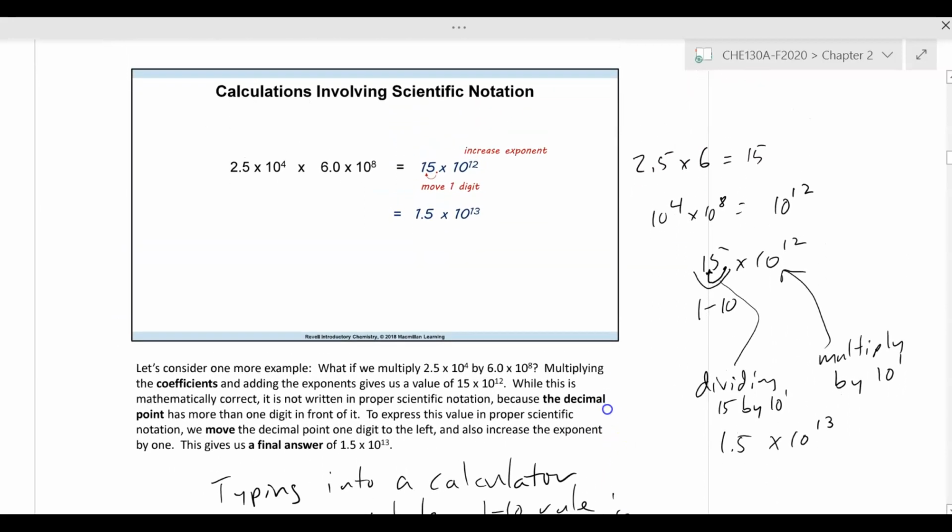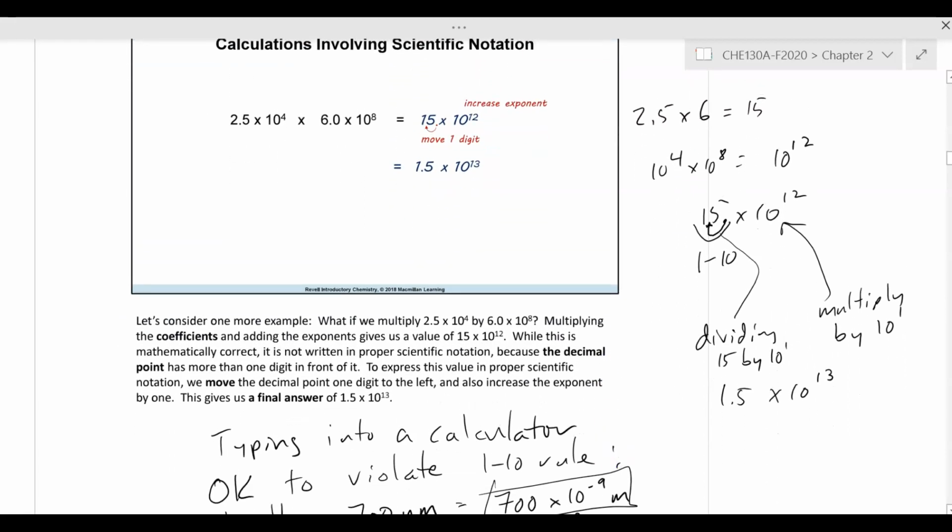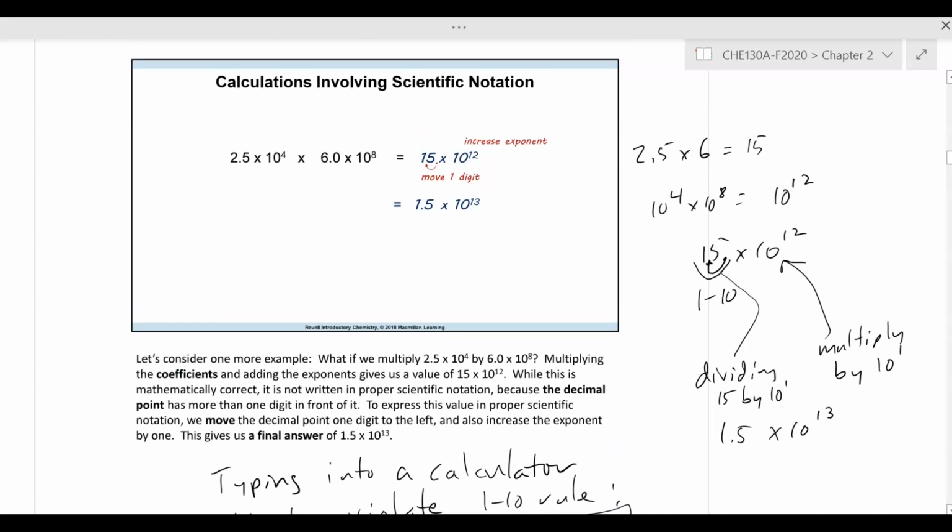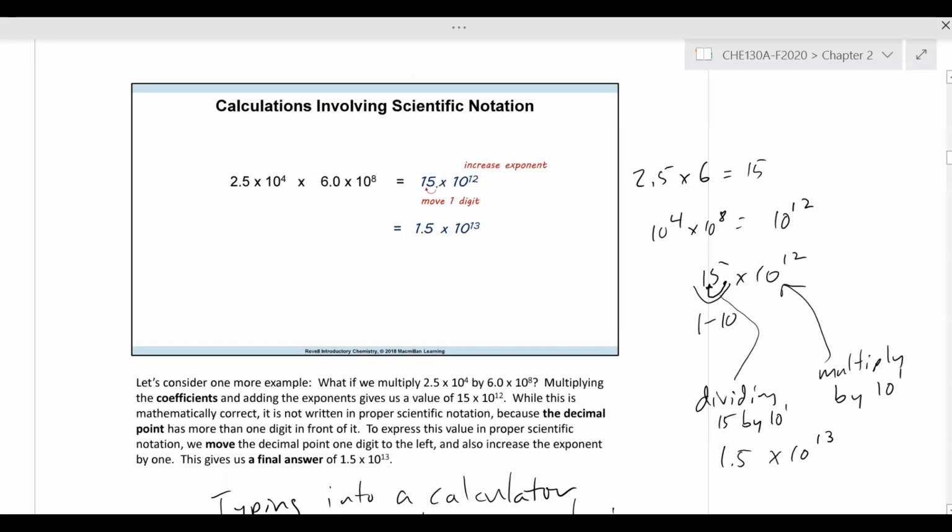So now, if you have a situation where you're typing a number into a calculator to do this, there are times you can violate it. So I guess initially here we're talking about what happens when these two numbers come out to be something greater than 10. So this one came out to be 15 here. The power of 10 part came to 10 to the 12th. What we have to do is, if we move this back that way 1 decimal, that means we've got to increase this power once. So essentially we're dividing this side by 10, multiplying this side by 10 to get 1.5 times 10 to the 13th. And that's outlined over here on the side.